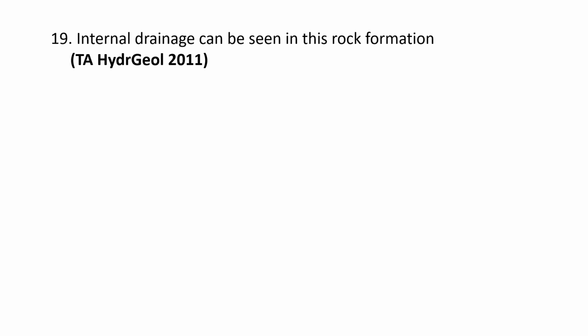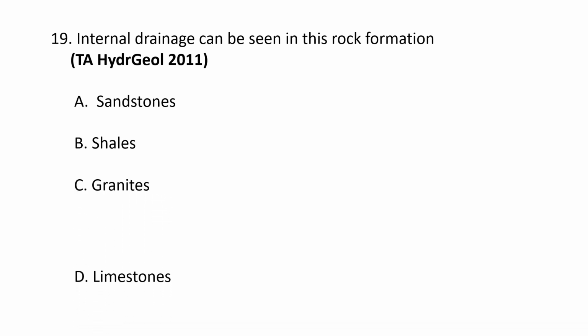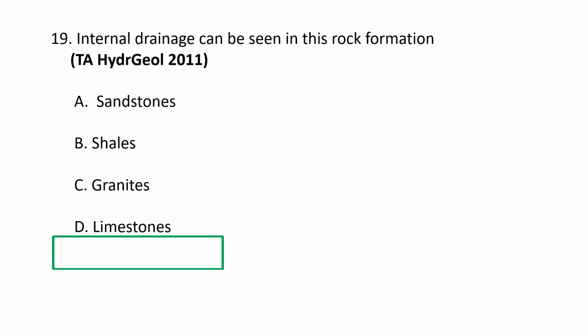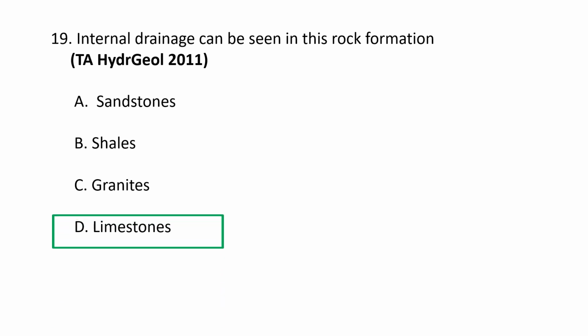Next question. Internal drainage can be seen in this rock formation. A. Sandstone, B. Shale, C. Granites, and D. Limestone. The correct option goes as D. Limestone. Internal drainage pattern can be seen in the rock formations with different types of fractures, faults, and folds. The pattern of the drainage in a rock formation depends upon the type of the rock, the structure of the rock, and the regional slope. So in limestones, all these features can be seen. That's why internal drainage can be seen in limestones. D is the correct option.